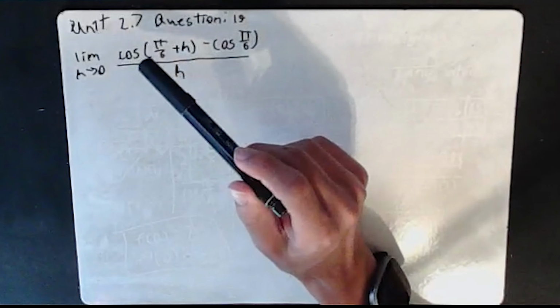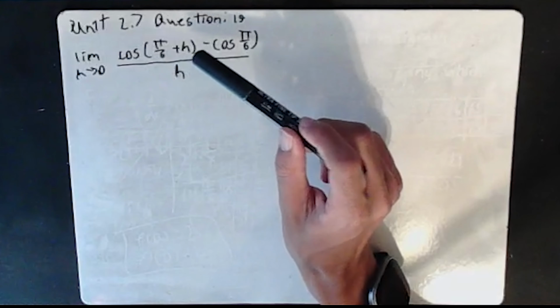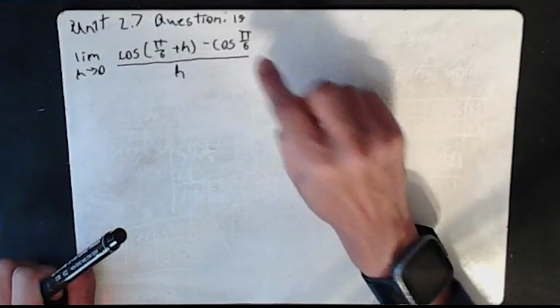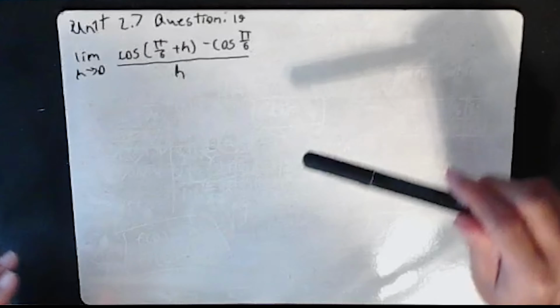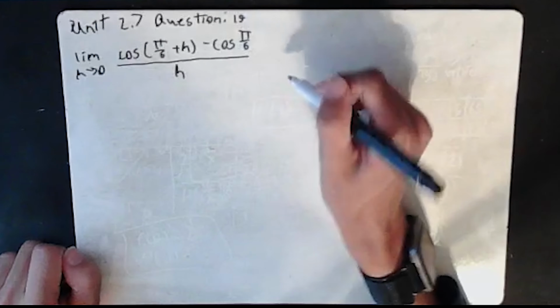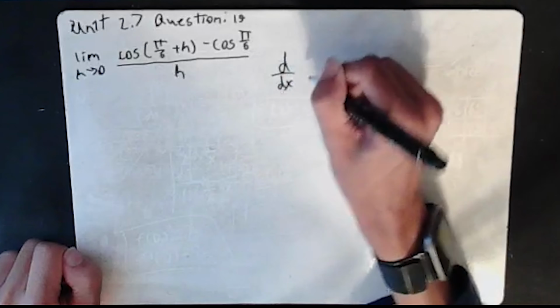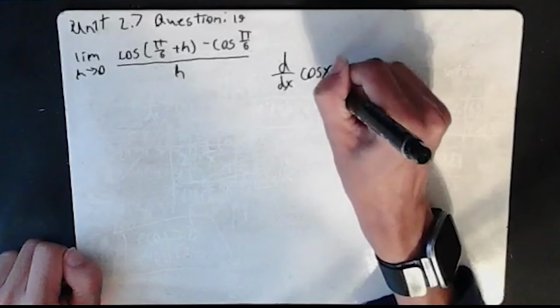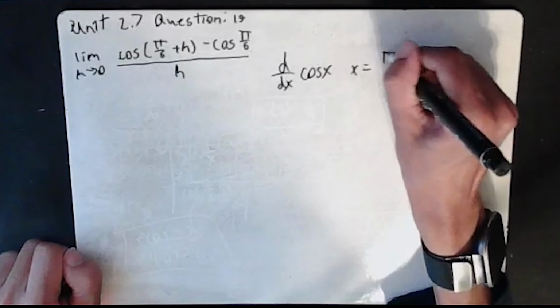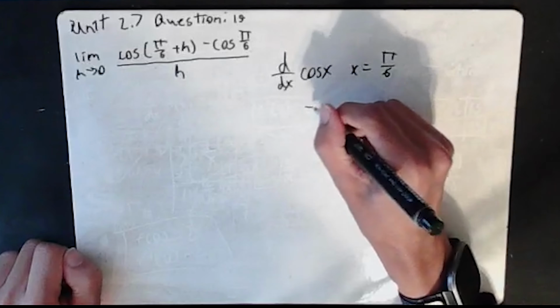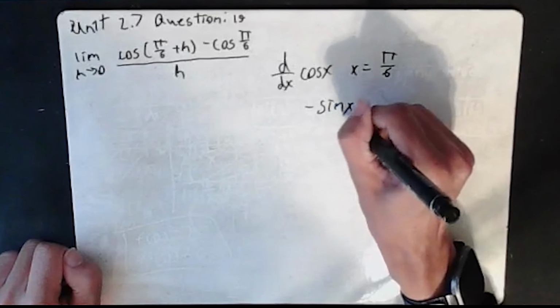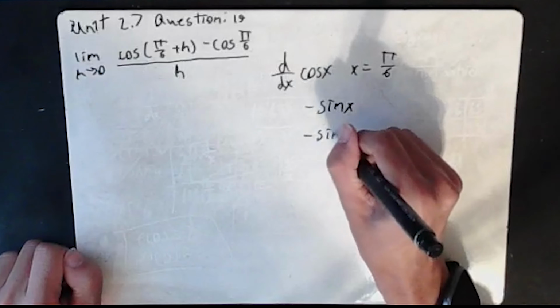Our next question says the limit as h approaches 0 of cosine of (pi over 6 plus h) minus cosine of pi over 6, all over h. I don't know why there's parentheses there. So now, for this question, we want to do the same thing that we did in the last question, and recognize this as the definition of derivatives. So this is basically the derivative of cosine x when x is equal to pi over 6. So we know that the derivative of cosine x is negative sine x, and when plugging in pi over 6, we get negative sine pi over 6.